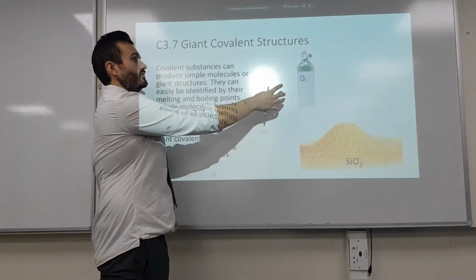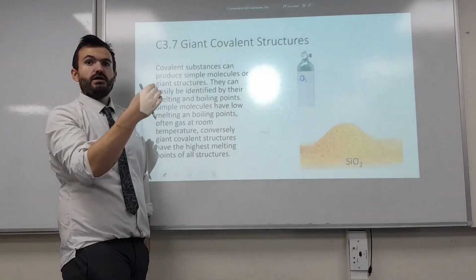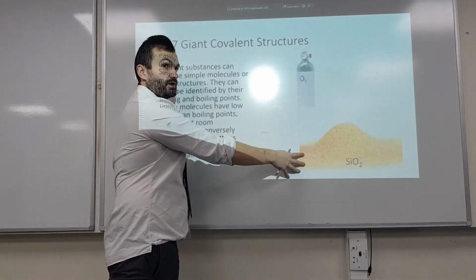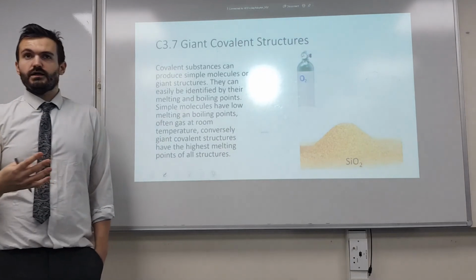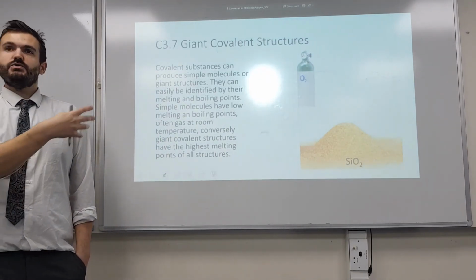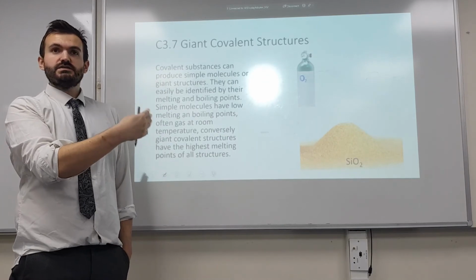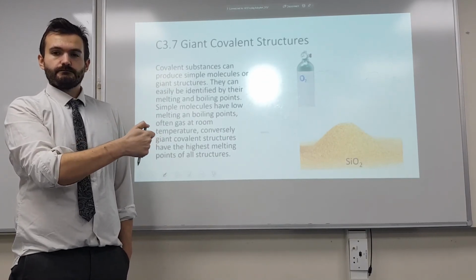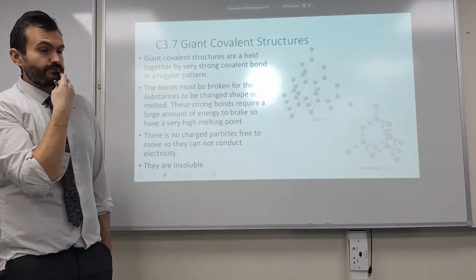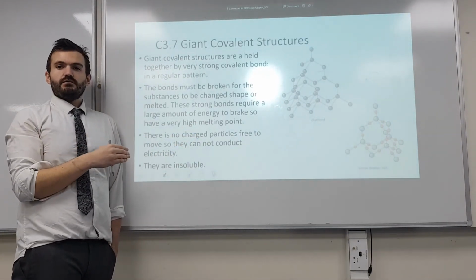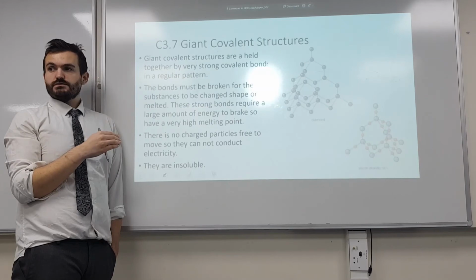So your simple covalent had a really low melting point and boiling point. Your giant covalent will have a very, very high melting and boiling point. So how you would determine if it's a simple or giant covalent structure is its melting and boiling point. These giant covalent structures are held together by very strong covalent bonds.